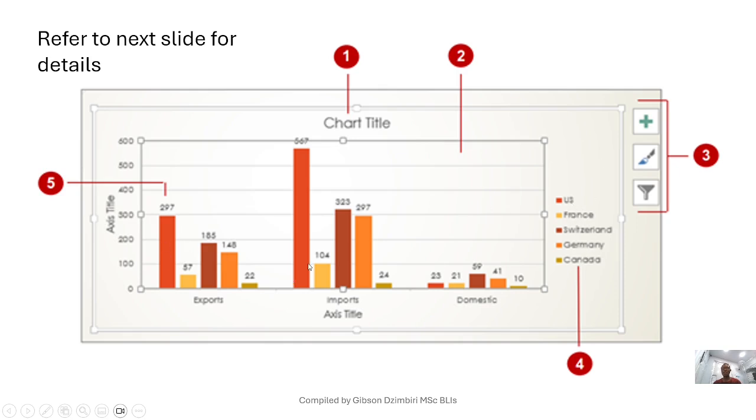So we have got red. Is it red, which is USA? Yellow, France. Is it dark red, Switzerland? The other one, Germany. And the other one is Canada. I'm not good at colors. I don't even know some of these colors.